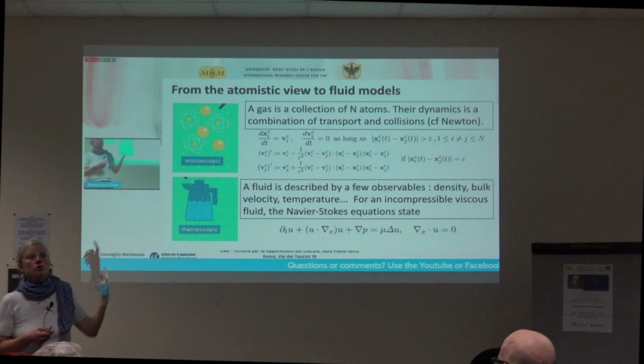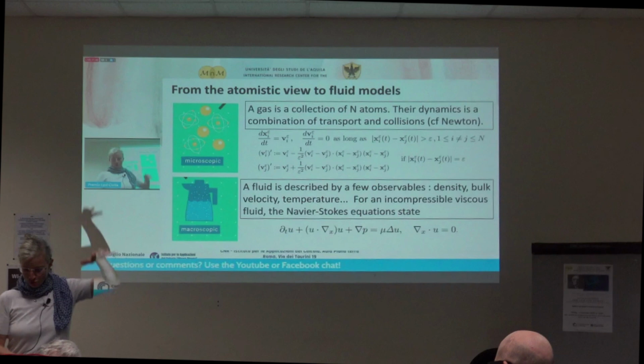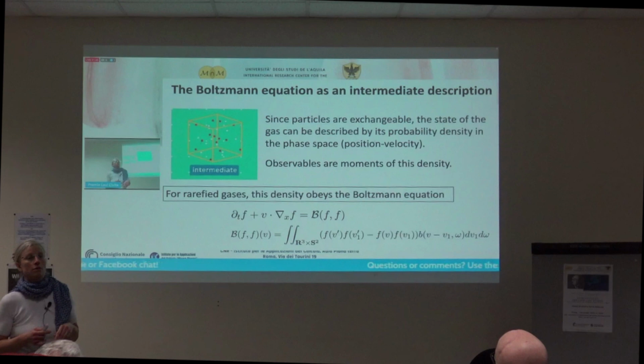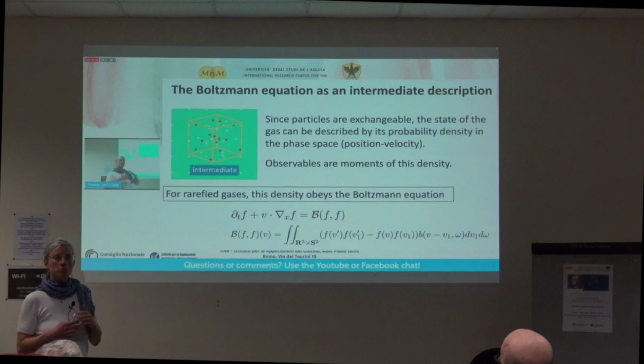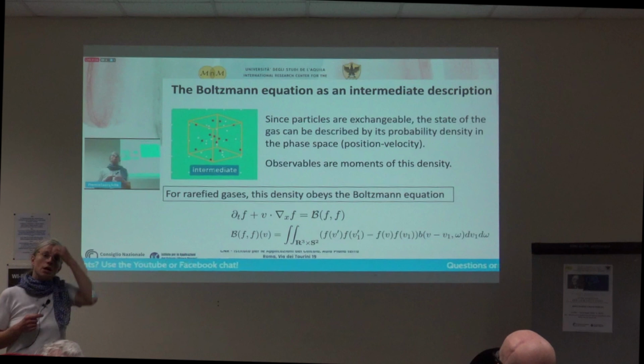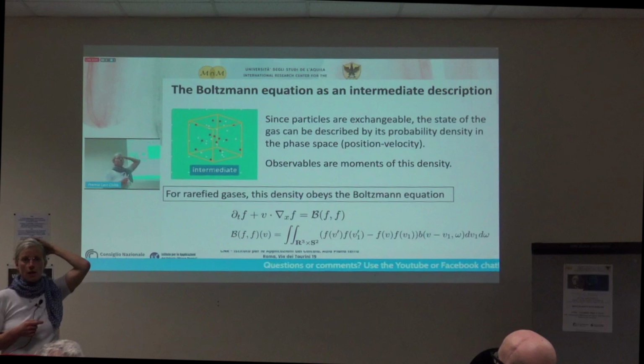So that's somehow the two extreme models. But then you see that the statement of Hilbert's problem suggests introducing an intermediate description between the two. This statistical description actually goes back to Boltzmann, at the end of the 19th century. And the idea is as follows.